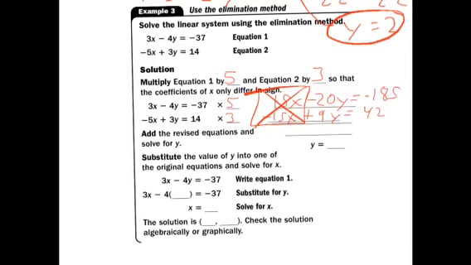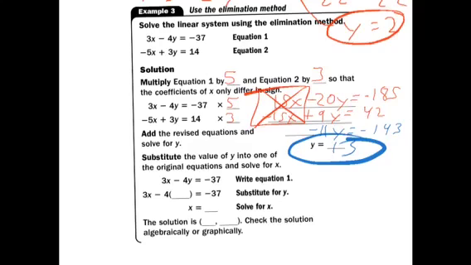And that red's getting a little too intense. We'll go with blue for a little while. And we have negative 11y equals negative 143. And if I divide by negative 11 on both sides, I get y equals 13.